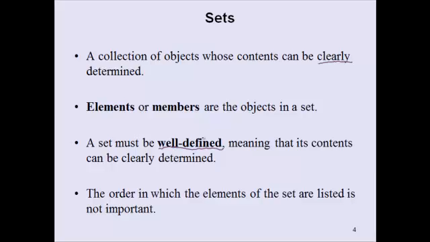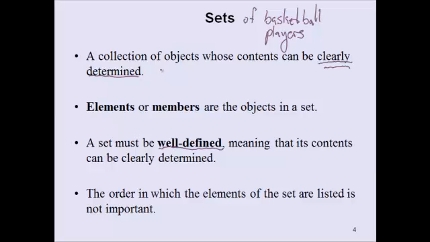So maybe we're talking about the set of basketball players. Right? And so now I go, well, you played basketball last week, so you're a basketball player. And somebody else says, well, you've never played on a high school basketball team, so you're not a basketball player. So this is a collection of objects which is not clearly determined, basketball players, okay, because it's not well defined.